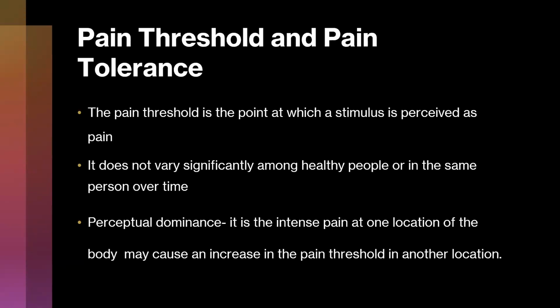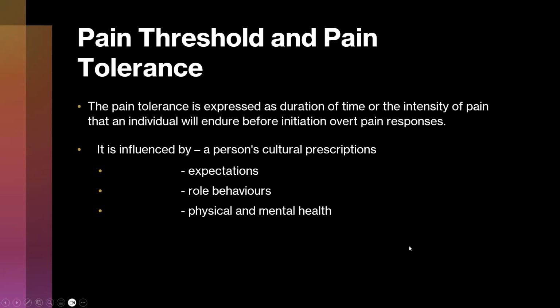Pain threshold and pain tolerance. Pain threshold is the point at which a stimulus is perceived as pain. It does not vary significantly among healthy people or in the same person over time. Perceptual dominance is a term we use for intense pain at one location of the body that may cause an increase in the pain threshold in another location. The person forgets about the other pain because of some new pain. We are discussing the pain threshold and pain tolerance.